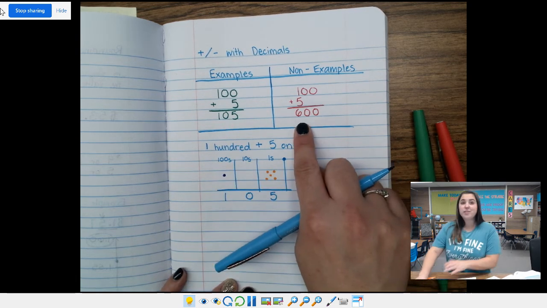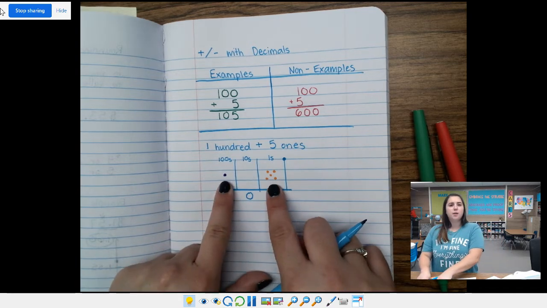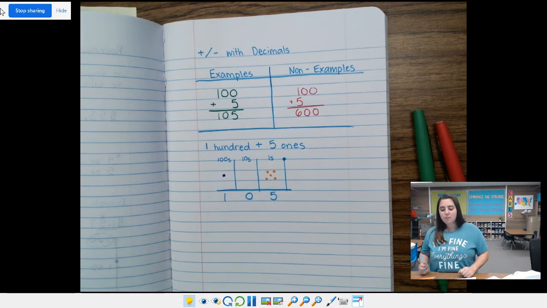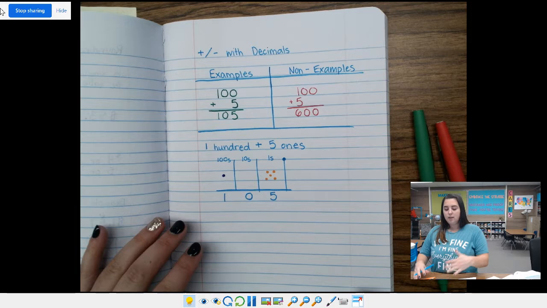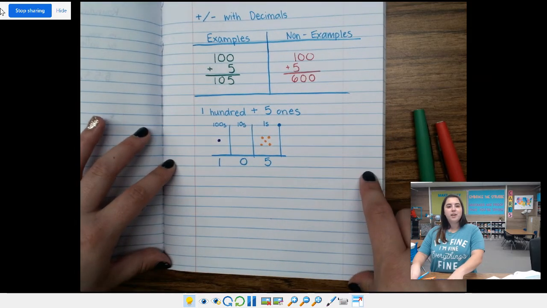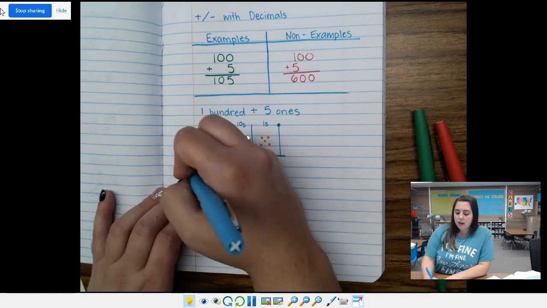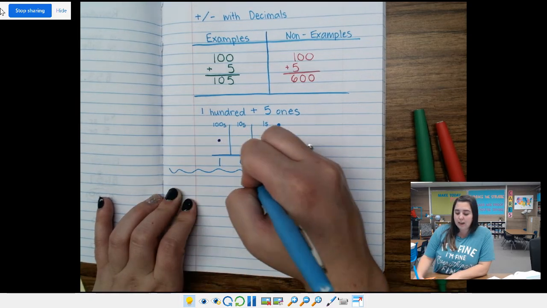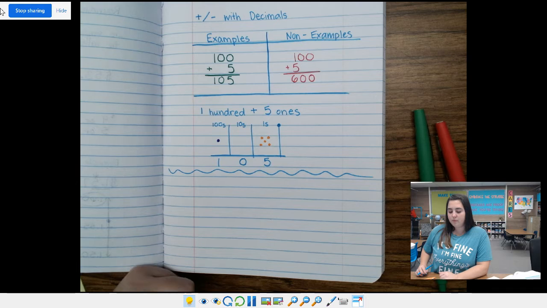The 600 doesn't work because I can't take these two numbers and add them together. They're not in the same place value. We know this. And this is going to be the same with decimals as well. I used up a lot of space. If you don't have about half your page left, you might want to go to the next side, or just start writing slightly smaller because we're going to do another example.